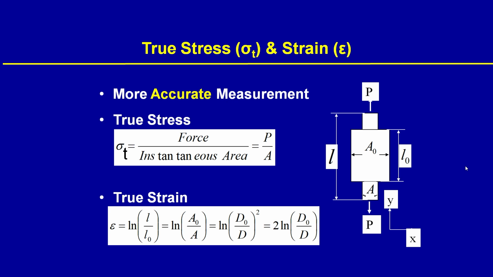They are in the book of George E. Dieter, you can easily find out. More accurate measurement should be what? This way, like force versus intensity area, or here you can see even if you consider diameter also. So, what you see is true strain is equal to 2 log of d0 by d, where d0 is the original diameter and d is the instantaneous diameter.